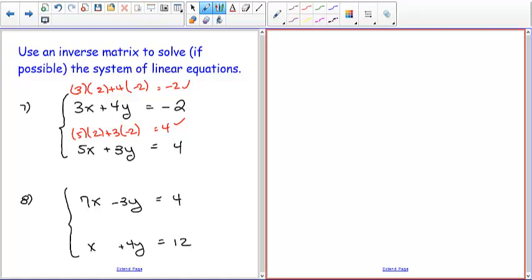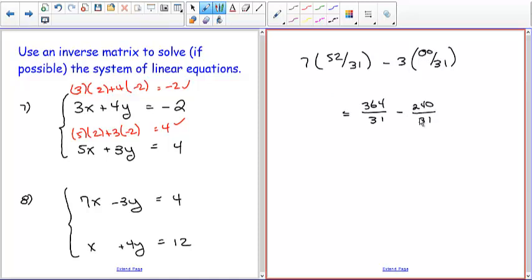So you'd have 7 times 52 over 31 minus 3 times 80 over 31. So 7 times 52 is 364. So you have 364 over 31 minus 3 times 80, which is 240. So you get 240 over 31. So 364 minus 240 is 124 over 31, which is 4.